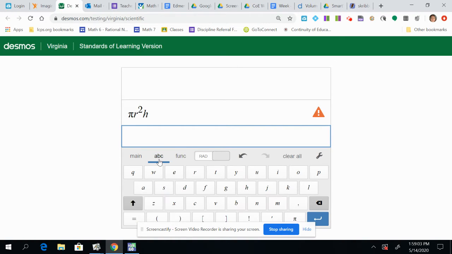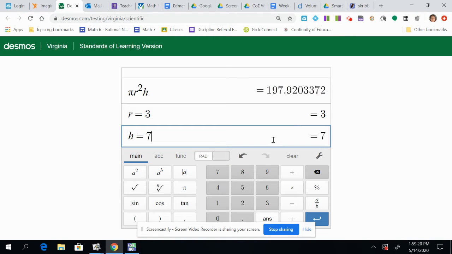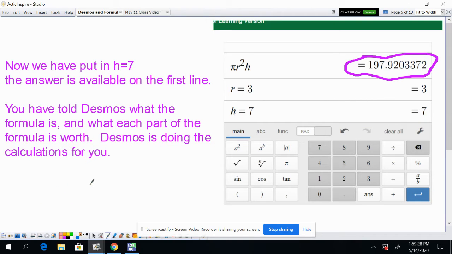Remember, I could pull up this keyboard. And then I'm going to say R equals 3, hit enter, and H equals, and see it gives me that error until I put in the 7. And now it gives me the answer. So let's go back and look. So we put in H equals 7, the answer is on the first line. You've told Desmos what the formula is and what each part of the formula is worth. Desmos is doing the calculations for you.